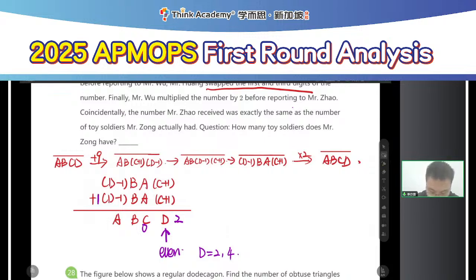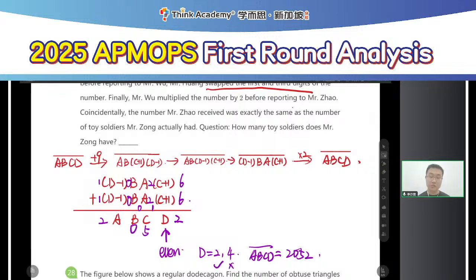Then let's try the 6. If it's a 6 here, then we have a carryover 1, and also C equals 5. And then here 1 plus 1 equals 2, obviously. So now A should equal 2. And then there's no carryover here. B plus B equals B, so the only possibility is B equals 0. That makes sense. So ABCD equals 2052.